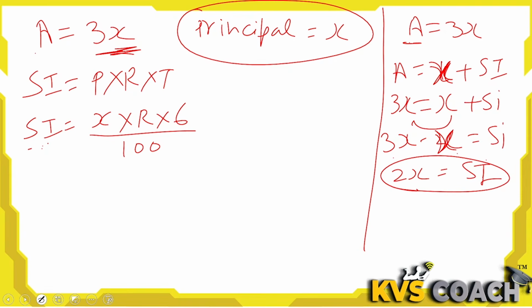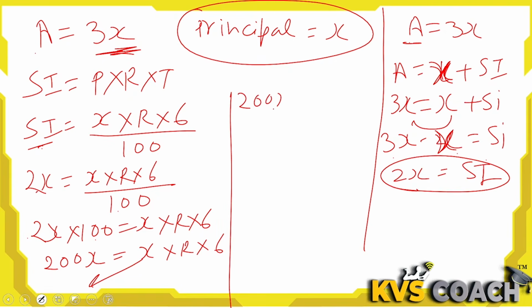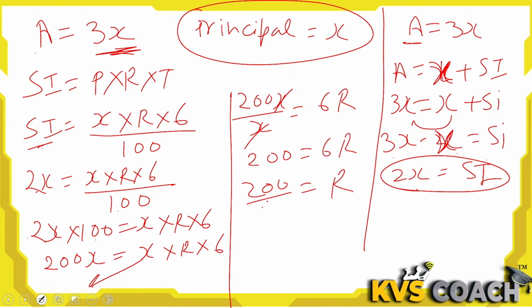I am putting this value in here. 2x is equal to x into r into 6 divided by 100. Taking 100 to the other side, 2x into 100 is equal to x into r into 6. That is 200x is equal to x into r into 6. Dividing both sides by x, 200 is equal to 6r. Then r is equal to 200 divided by 6.